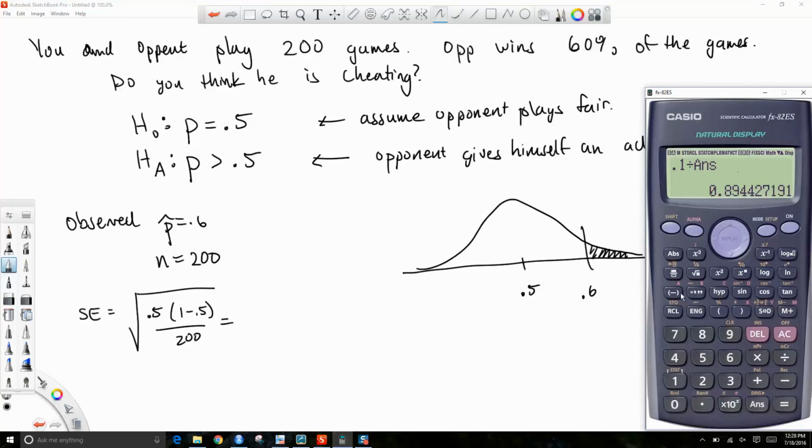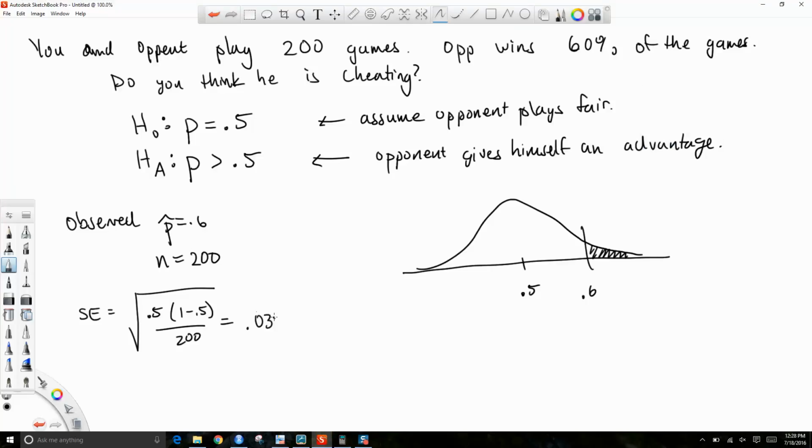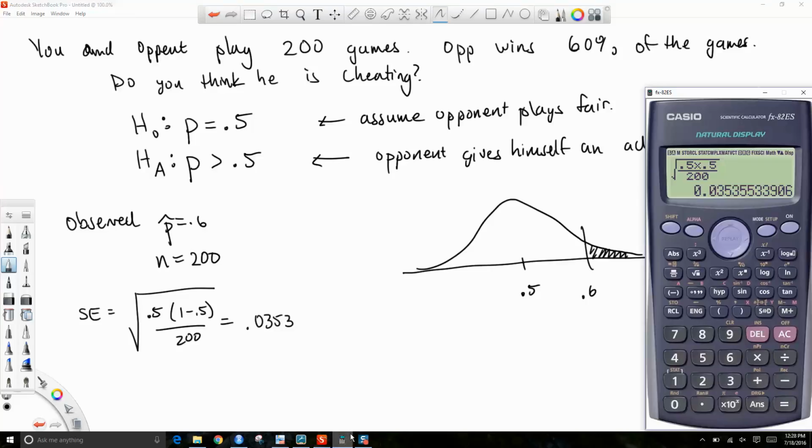Let's try that out. 0.5 times 0.5 divided by 200. Okay, I'm getting 0.0353. This is our standard error, 0.035355.